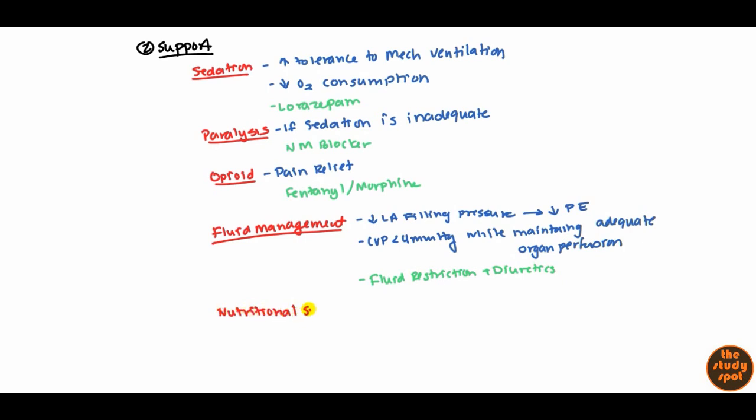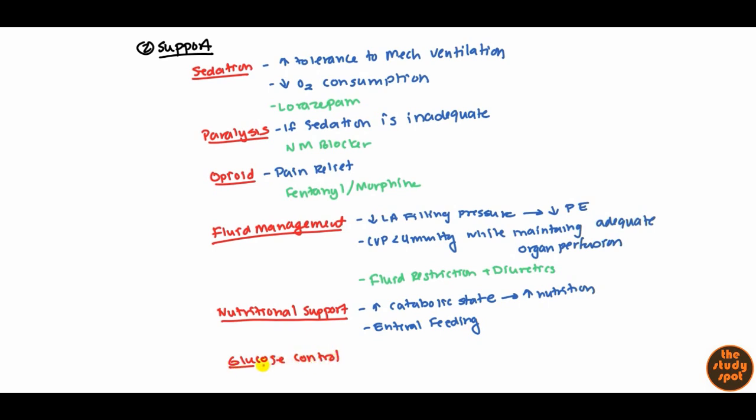Nutritional support is also important. The patients oftentimes are in a high catabolic state, and so they do have high nutrition requirements. And oftentimes the best way to do it is just enteral feeding. Glucose control is also important, as well as DVT and GIT prophylaxis. Oftentimes these patients can get ulcers, especially if they were in a trauma case. So this is kind of the supportive treatments that are available for these patients.